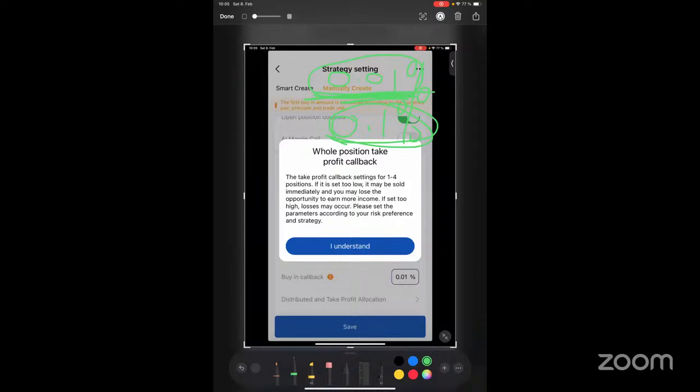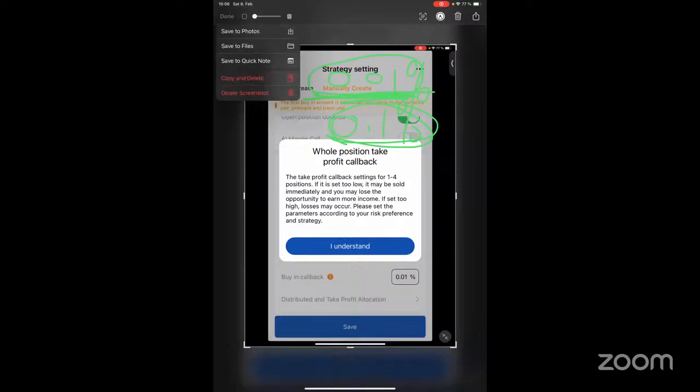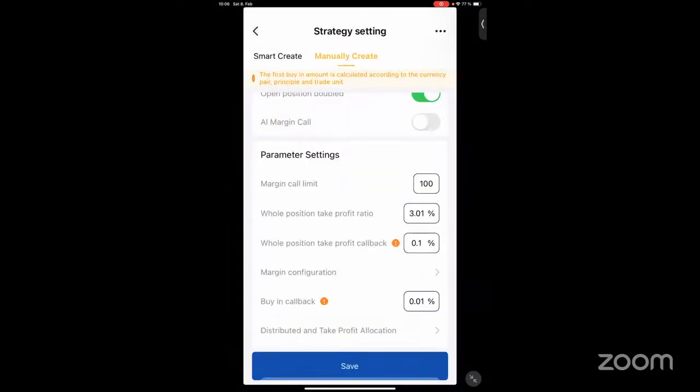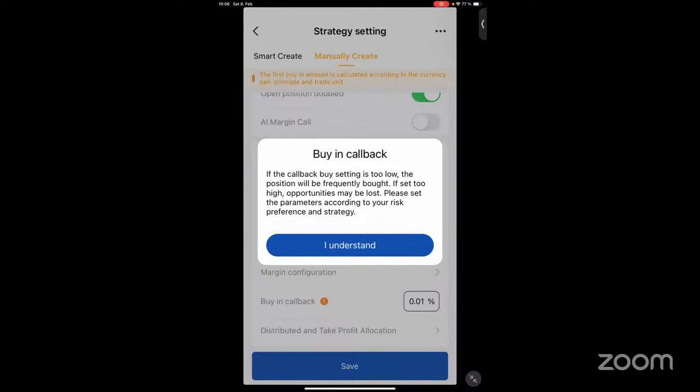Okay, so Royalq lets us know that if it is set too low, it may be sold immediately and you may lose the opportunity to earn more income. If set too high, losses may occur. Please set the parameters according to your risk preference and strategy. So we actually recommend you put it on 0.1 or 0.01. If you do 0.5, it's too high. Okay. So just understand this, then you are good to go. The same applies to the callback.